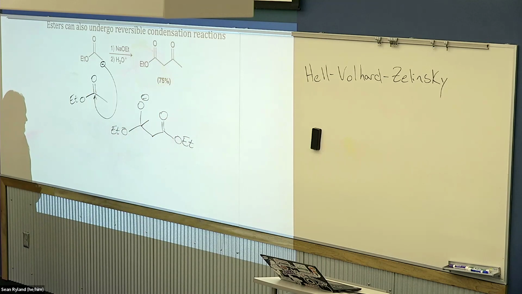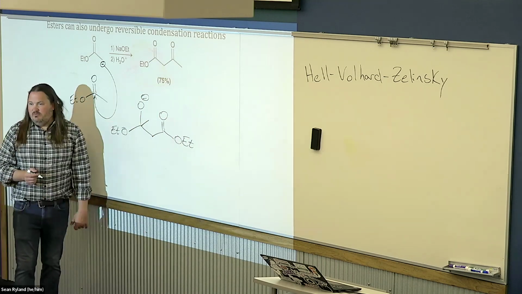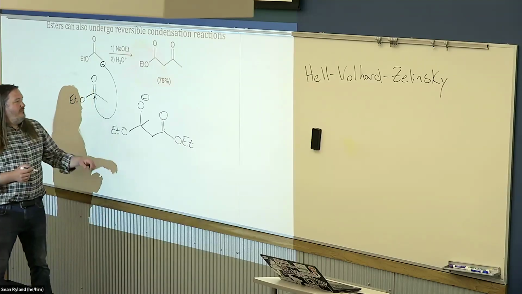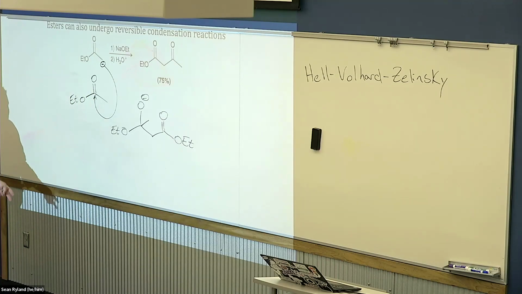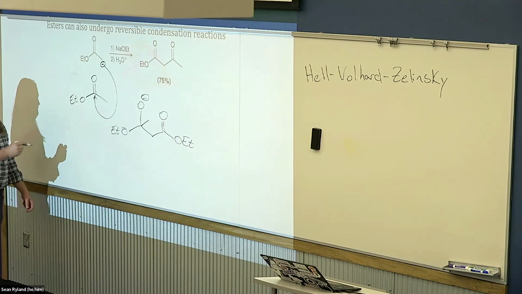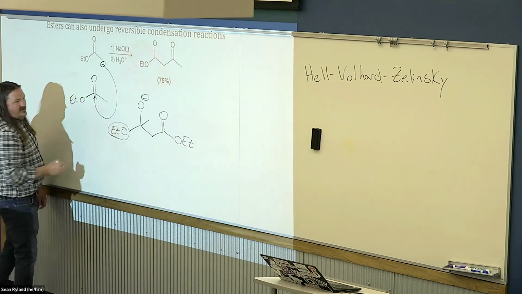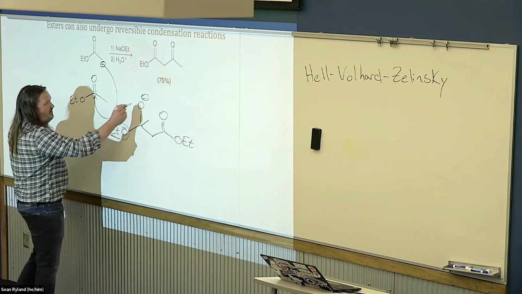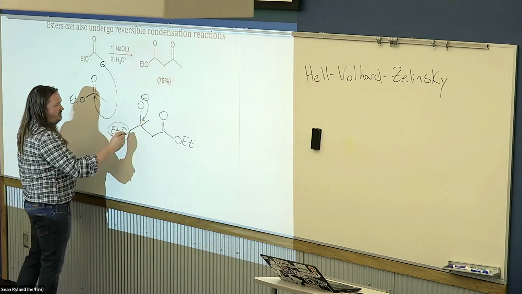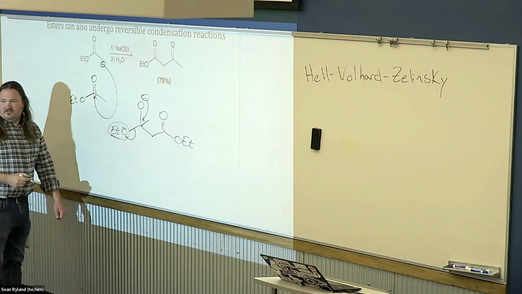So if this was the aldol condensation, we would just protonate and we'd be done. But because it's a carboxylic acid derivative, what's different about carboxylic acid derivatives compared to aldehydes and ketones? What allows us to convert back and forth between them? A good leaving group. So we wind up reforming the carbonyl, and your leaving group leaves.